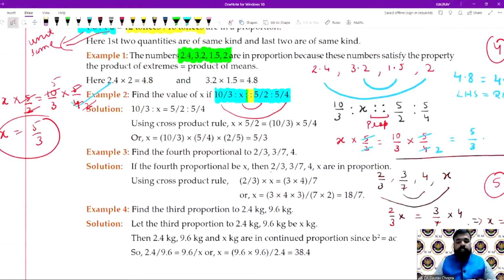And same was in example number 1. 4 values are given, so we have to multiply the middle terms and multiply the extreme terms. If both are equal, that means they are in proportion. Okay.